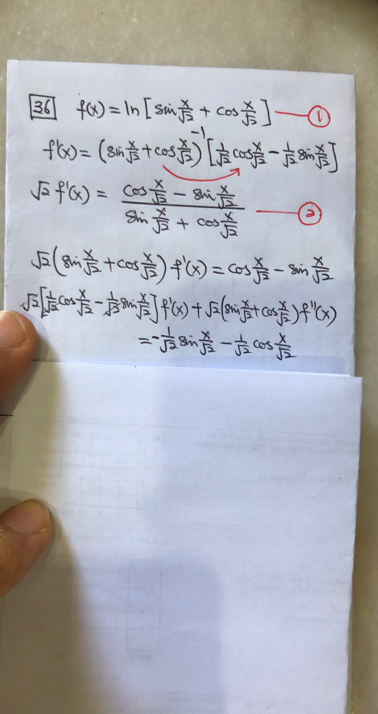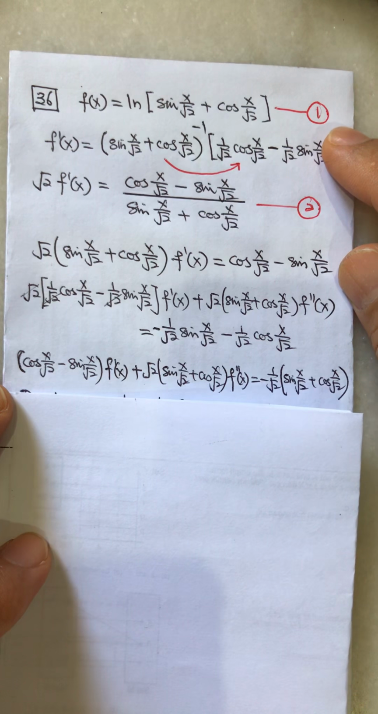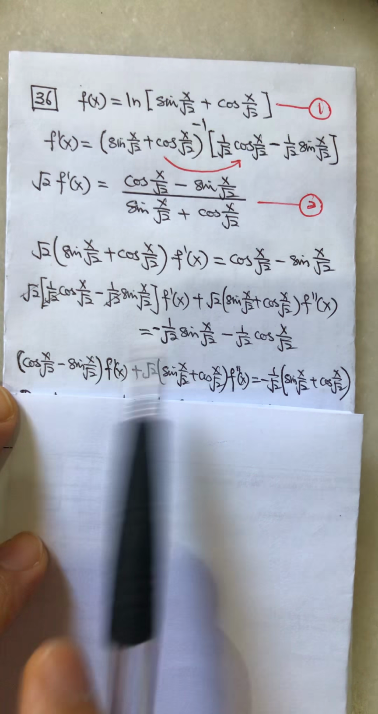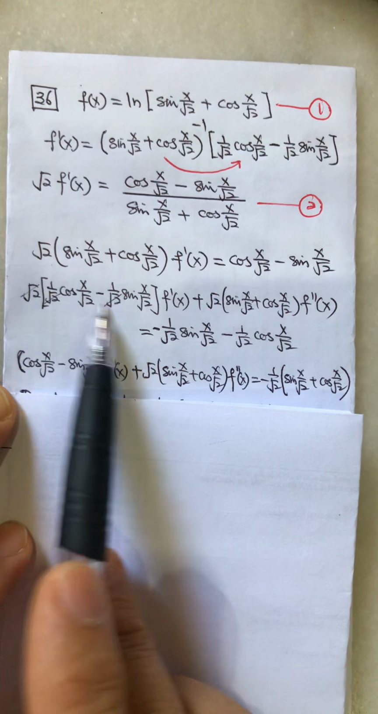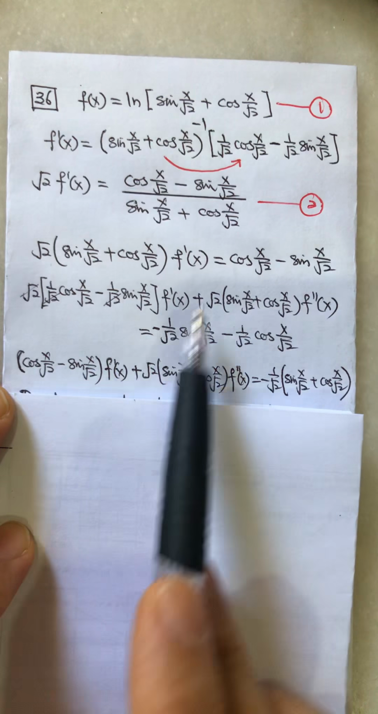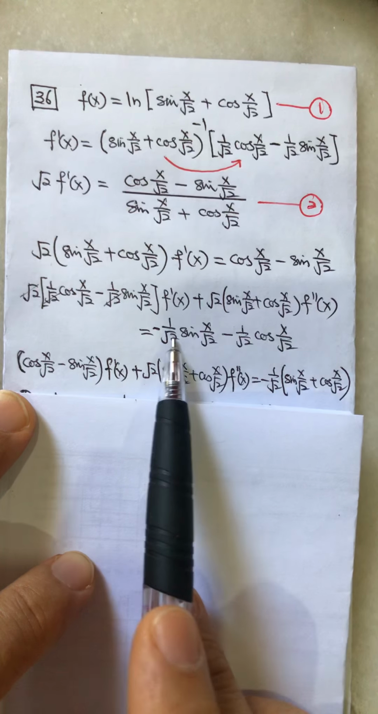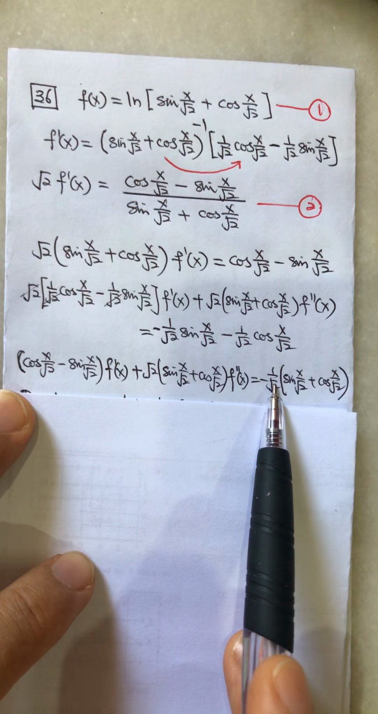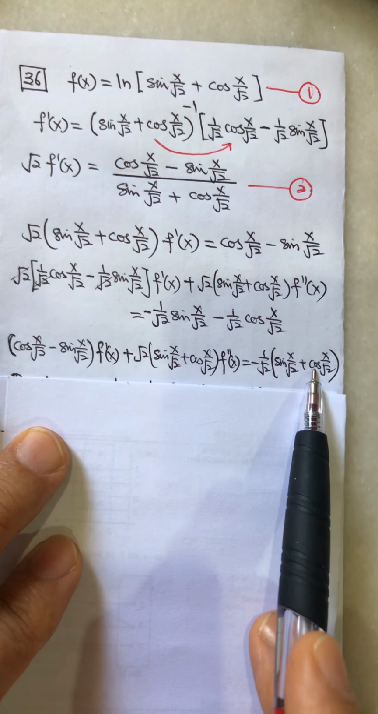Okay, now you see. Then I simplify. The square root 2, I cancel it off. I cancel off all the square root 2 here. I multiply inside. Then I get this. And then this is square root 2, this one. And then equal to, okay, the square root 2, I just bring it out. I factorize. I just take it out like this. So this is what I get.